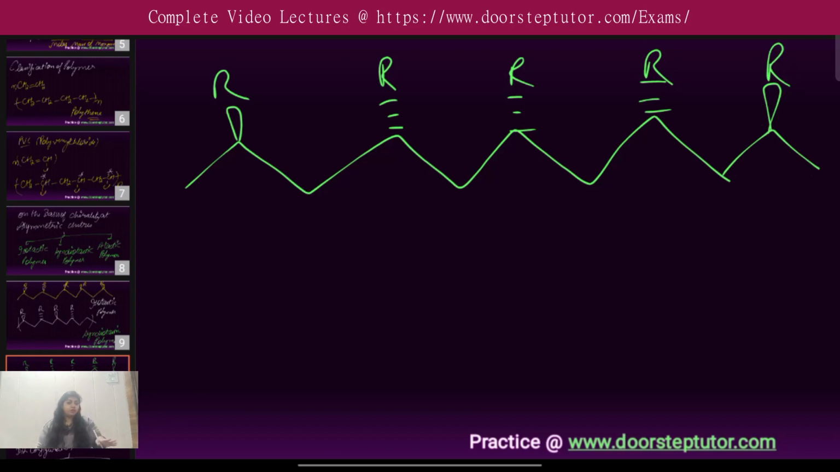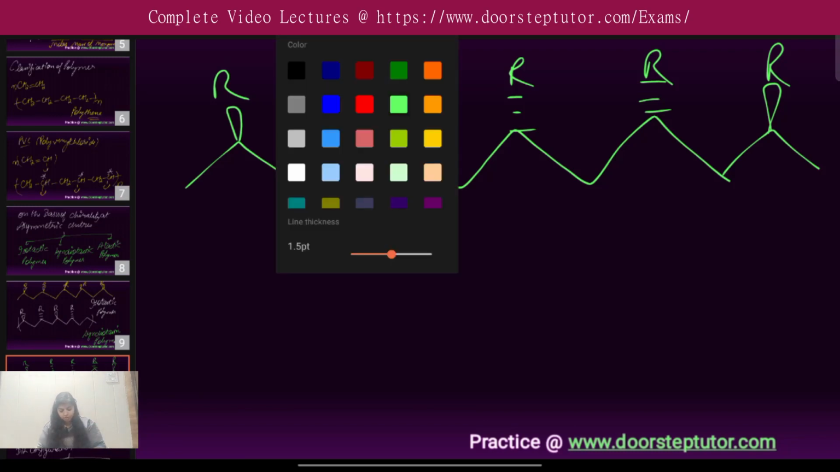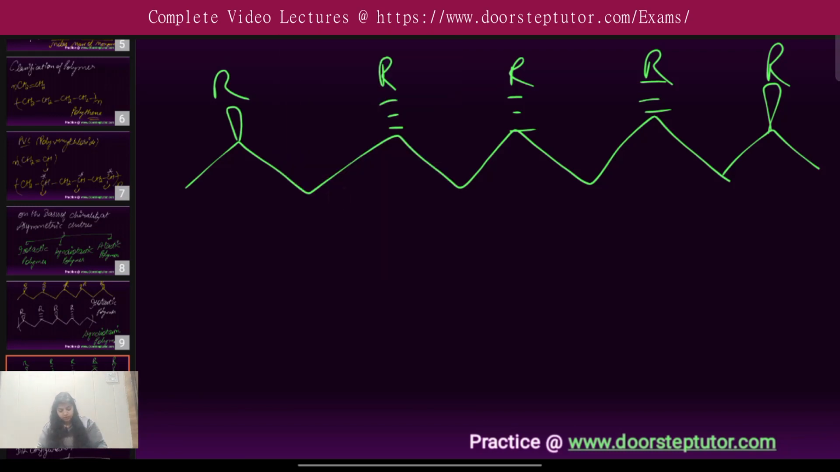That means a random configuration of D and L is present at the chiral centers or the asymmetric centers. So this type of polymer is known as an atactic polymer. That means the configuration can be either of them at any of the centers. So this is our atactic polymer.